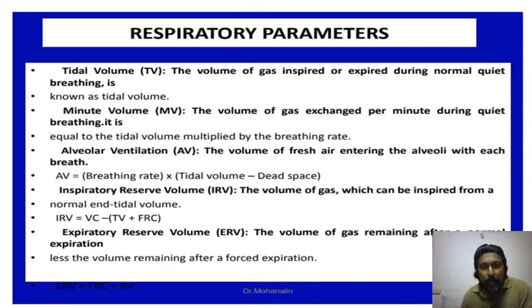So these two important definitions, IRV as well as ERV, have been repeatedly asked in the university, so be watchful. And ERV's formula is FRC minus RV. RV is something to do with the residual volume. Of course, we are going to discuss it in the next slide, right?